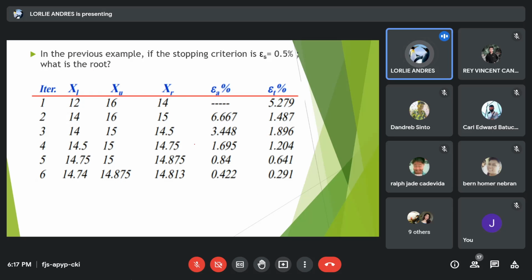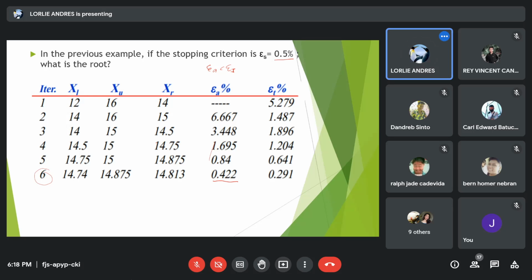So if you continue your calculation, then we set a stopping criterion of 0.5%. Take note that we only stop if our approximate percent relative error is less than our stopping criterion. So, you notice here that 0.422 is less than our 0.5%. So that is why it stopped during the 6th iteration process.